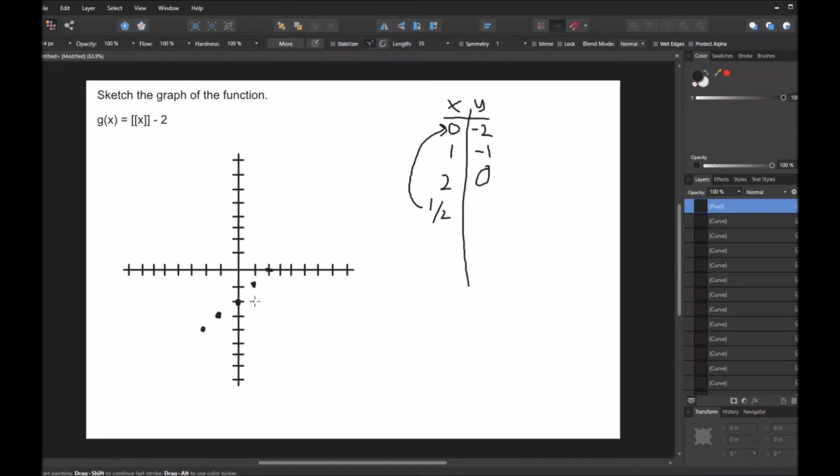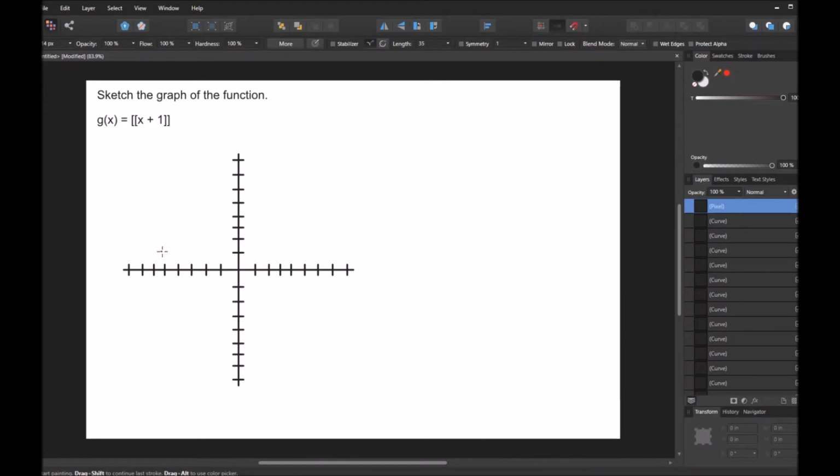And then as soon as we get to 1, then it's going to jump up here. So we can say that our line is going to look something like that. And then we can continue the pattern, and we can say that our graph will look something like this. And that's how you do that one.